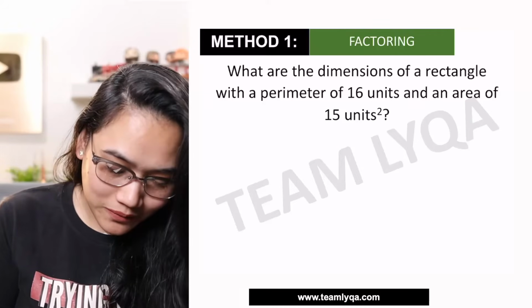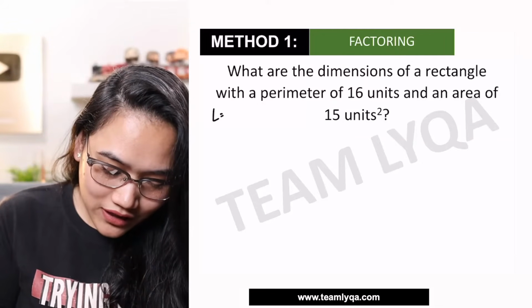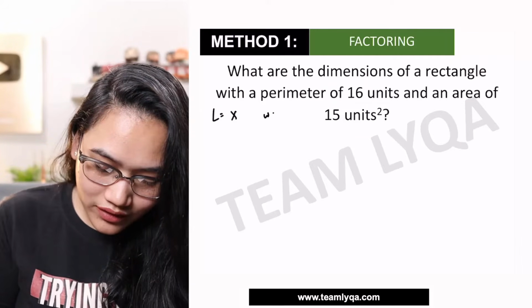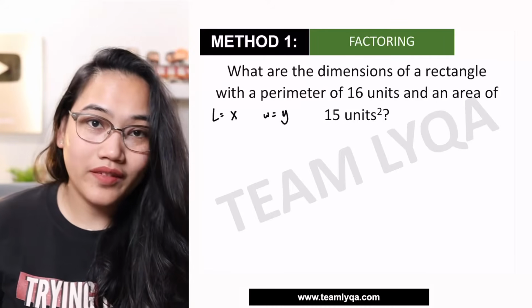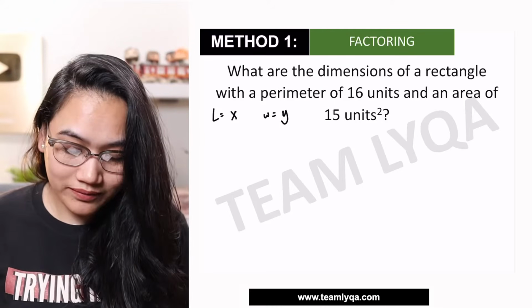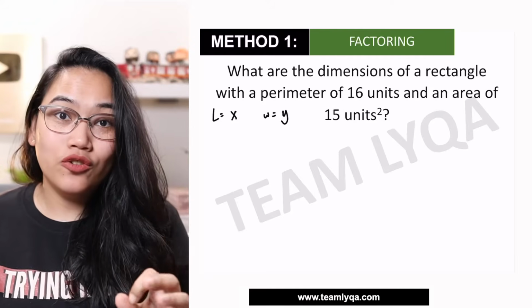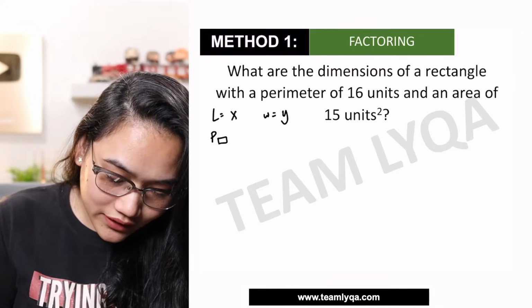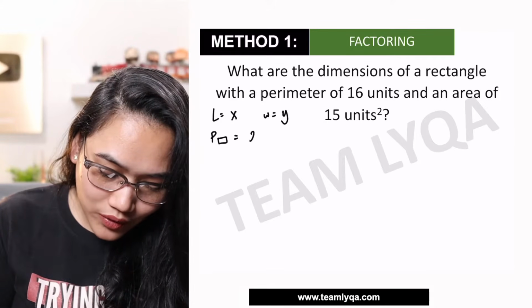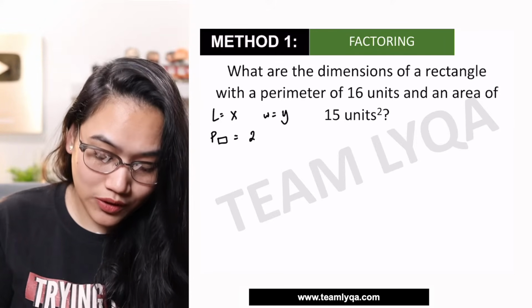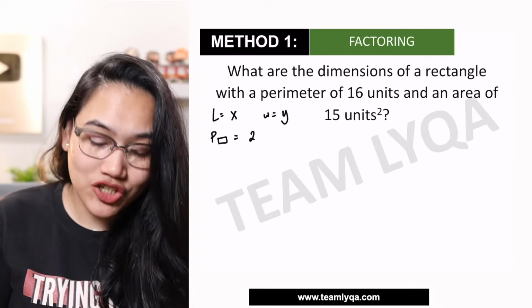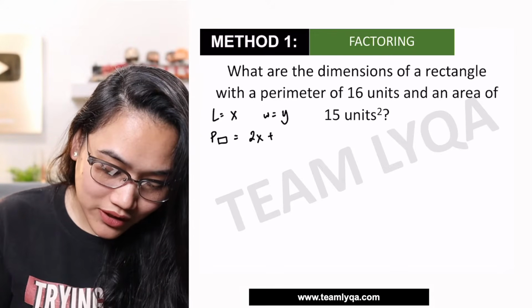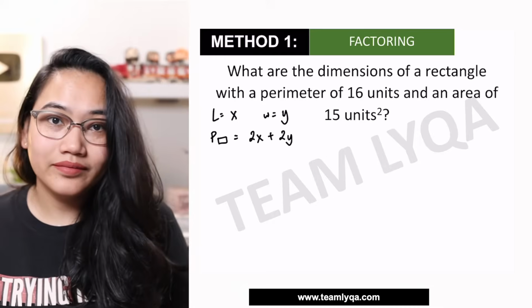So, what does that mean? The length, we'll make it X, and the width, we'll make it Y, so we don't get confused. Then, we'll put the formulas for perimeter and area. The perimeter of a rectangle is equal to 2L plus 2W. Now, the L, again, we made it X. So we put 2X plus 2Y.